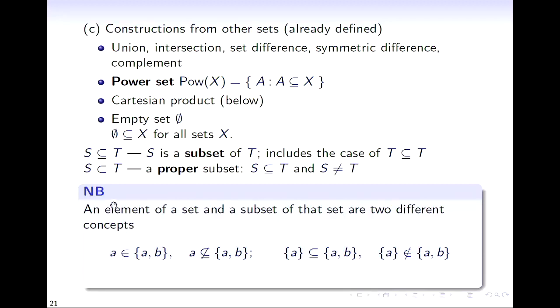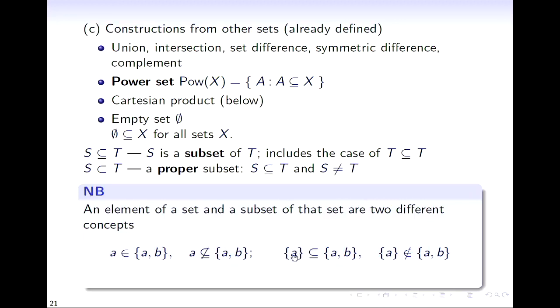Now, given all this, again, the distinction between sets and individual elements. A would be an element of this set A and B, but A would not be a subset of A and B. Why is that not a subset of A and B? Well, A itself is not a set. A is an element, but it's not a set, so it can't be a subset. You can't even ask the question whether all elements in A are in this set.